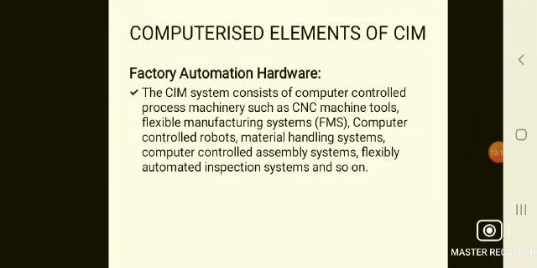Then factory automation and hardware. The CIM system consists of computer controlled process machinery such as CNC machine tools, flexible manufacturing systems, computer controlled robots, material handling systems, computer controlled assembly systems, flexible automated inspection systems, and so on.